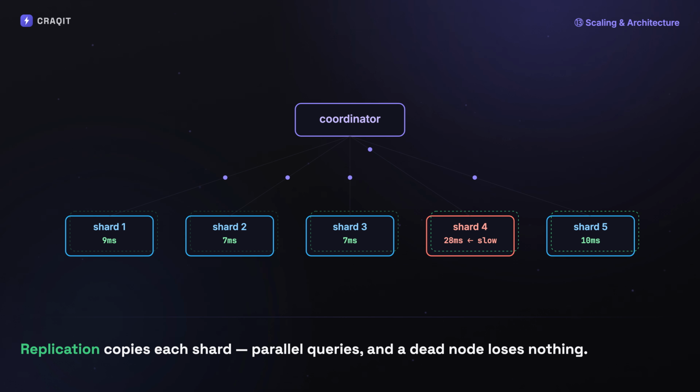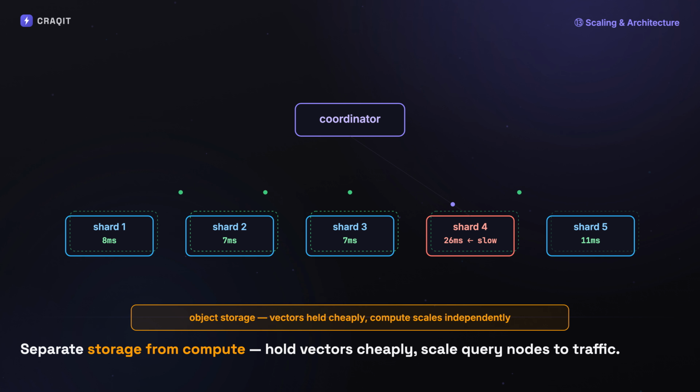Then the modern architectural move: separate storage from compute. Keep vectors in cheap object storage, load them into stateless compute nodes on demand, and scale the two independently. So a huge but rarely queried dataset costs almost nothing to hold.